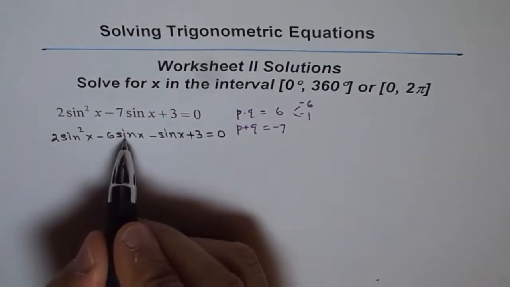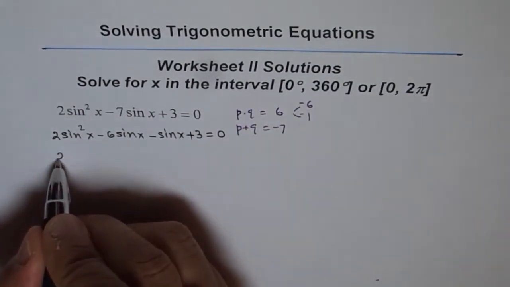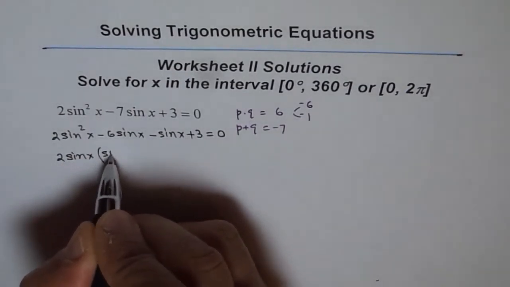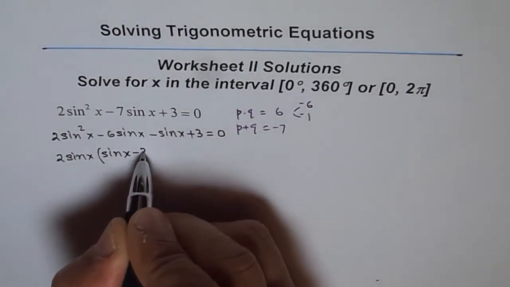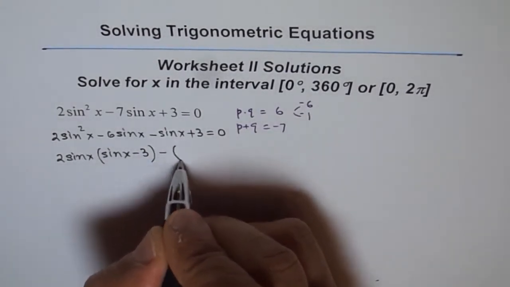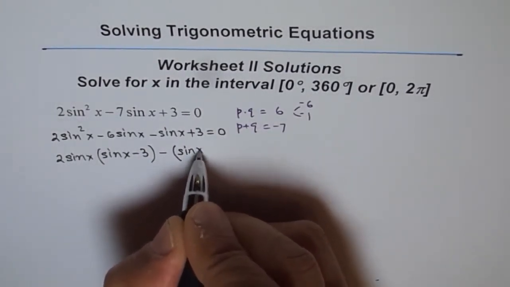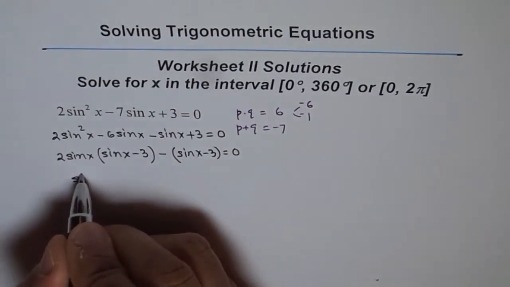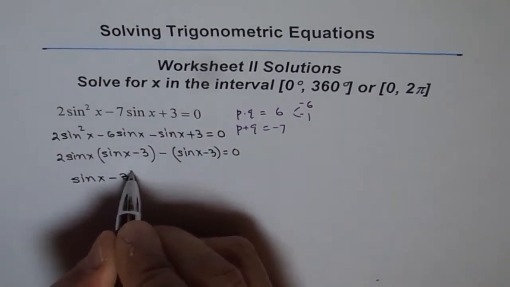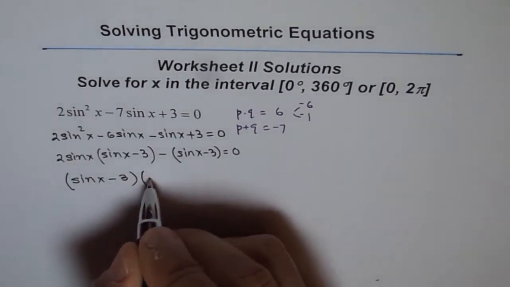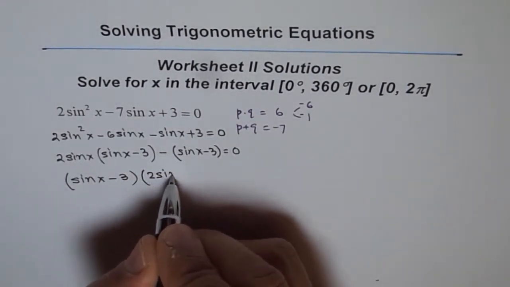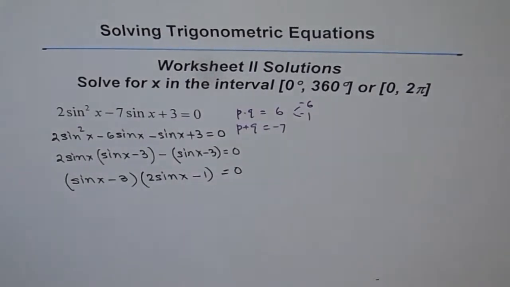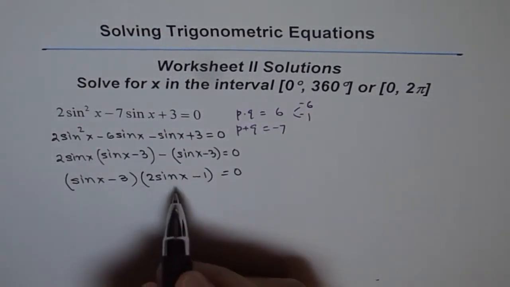Now we'll combine the first two terms and we get 2 sine x common from there. We're left with sine x minus 3, and here we'll take minus 1 common. We get sine x minus 3 equals to 0. Now sine x minus 3 is common to us, right? And we can factor out 2 sine x from the first term and minus 1 from the second, right? So that gives us the possibility of two answers.